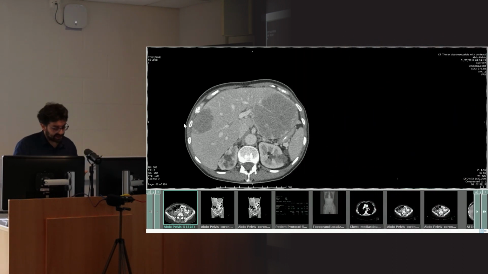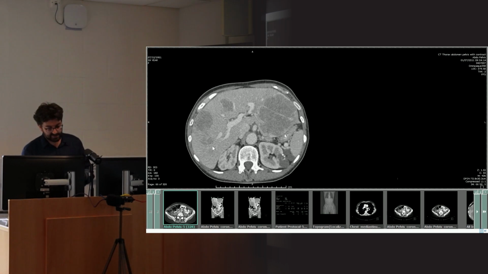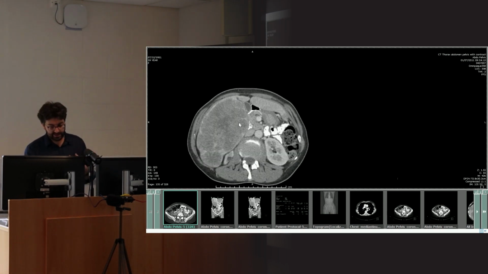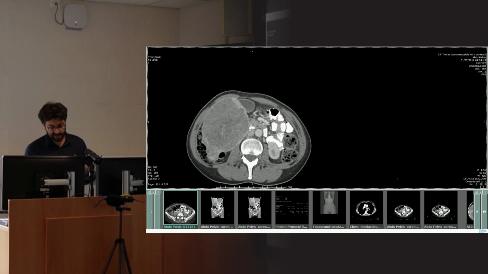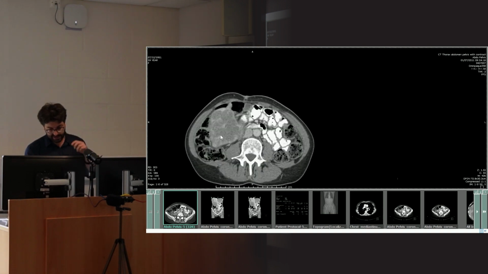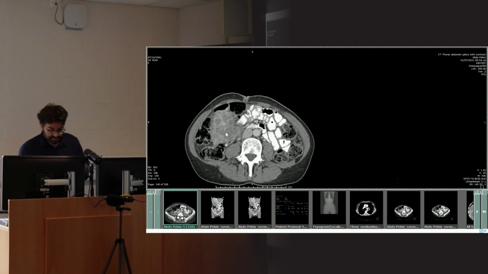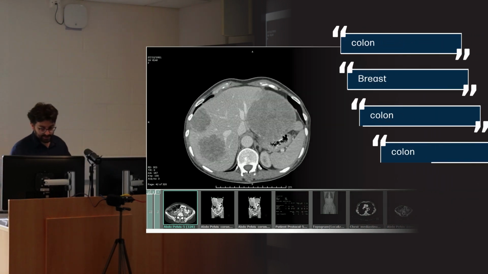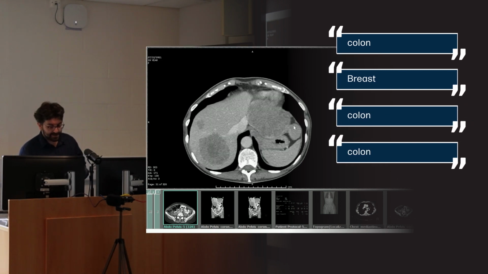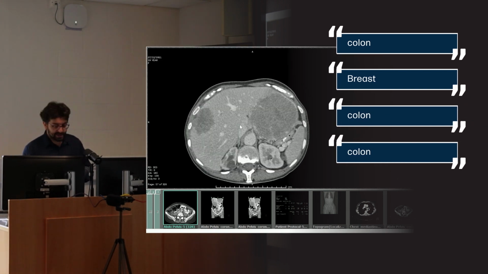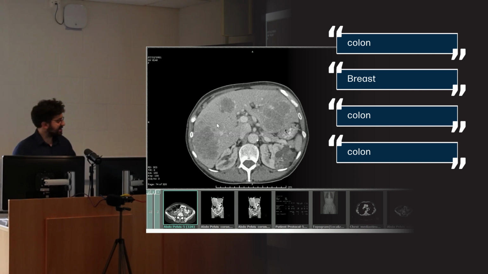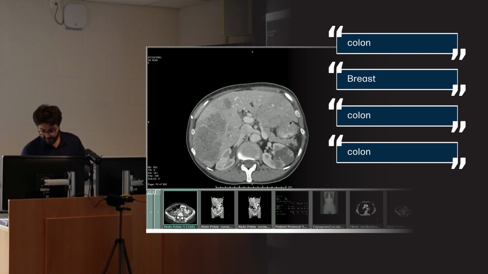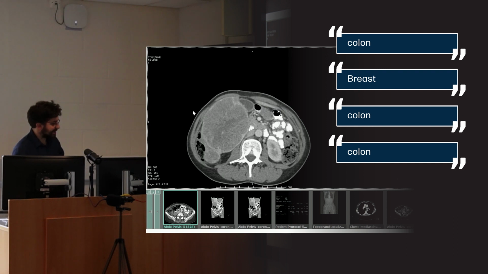So the next question is going to be, where are these metastases coming from? And you can see there's an absolutely enormous metastasis here in the right lobe, which is going all the way down into here. It's absolutely huge. So we've got lung metastases and we've got liver metastases. What would be common primary sites for liver and lung mets? Colon, absolutely. So that's probably going to be the first place you're looking for, right?